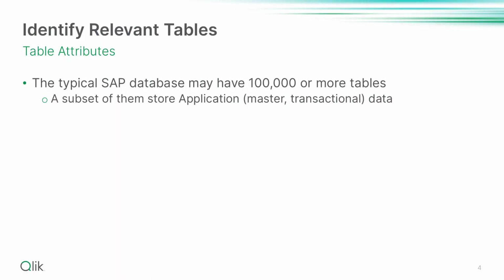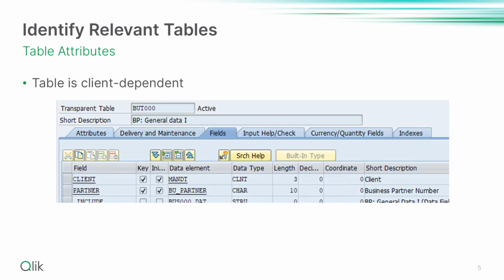The typical SAP database may contain 100,000 tables or more, but only a small subset of them actually store application data. These tables almost always utilize the attributes that I will describe on the following slides. The first is that they are client-dependent tables. Here's an example using table BUT000 where we can see the client field in the first position.